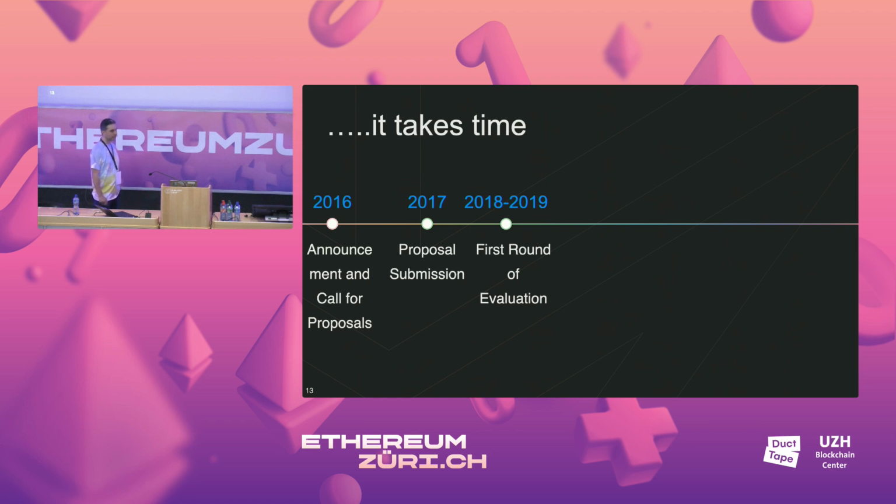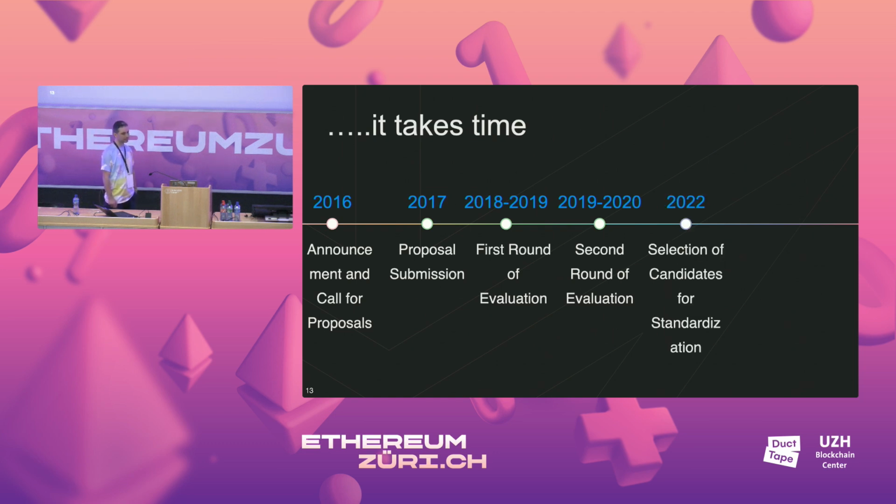Well, this continues. In 2018-19, it was the first round of evaluation, which means some of the candidates were quickly eliminated. Actually, I think 4 or 5 were already eliminated the night of the proposal submission by a few people. A few years after, we got some other selection, so other standards or other algorithms were killed. And finally, in 2022, we got a selection of candidates for the standardization.